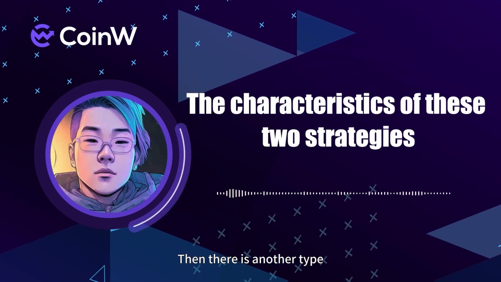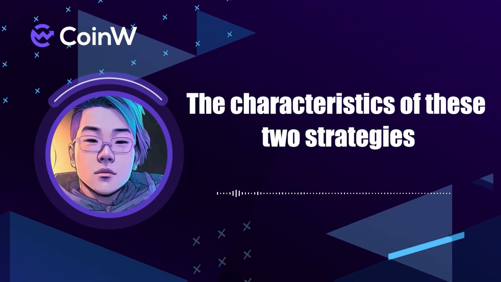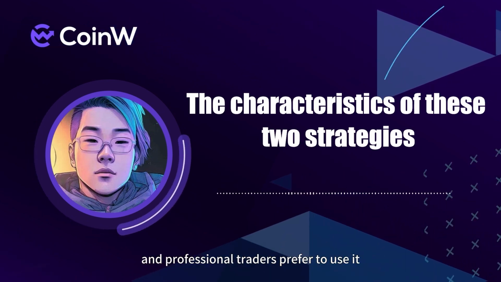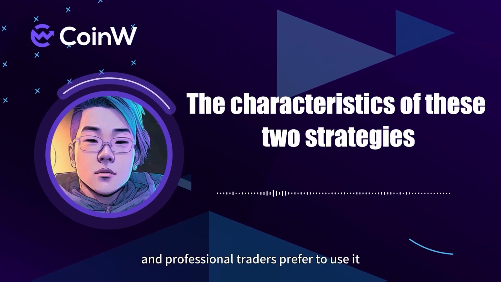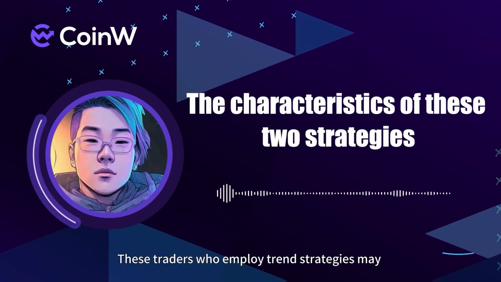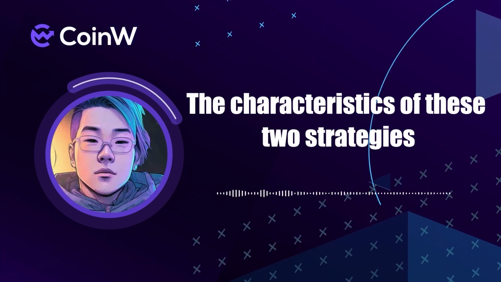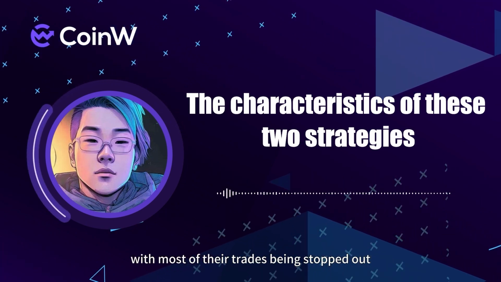Then there is another type, which is trend strategy. The win rate of trend strategy is relatively low, and professional traders prefer to use it. These traders who employ trend strategies may only have a win rate of 40% or even 30%, with most of their trades being stopped out.